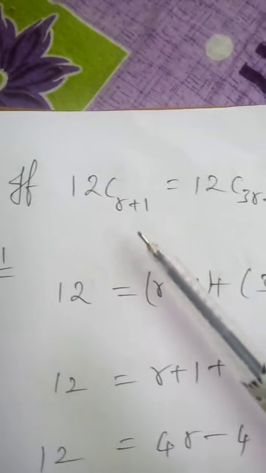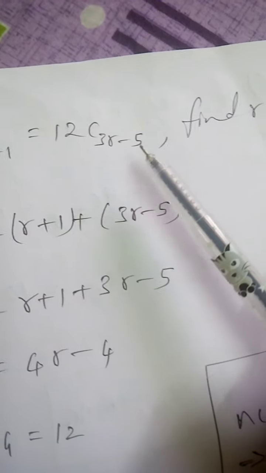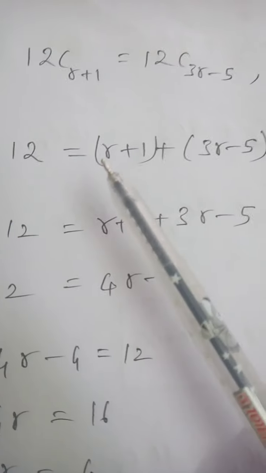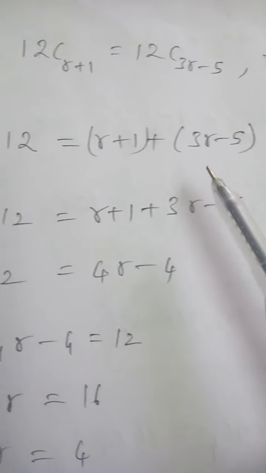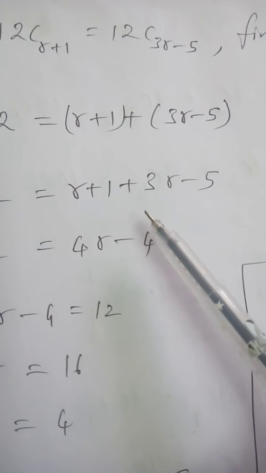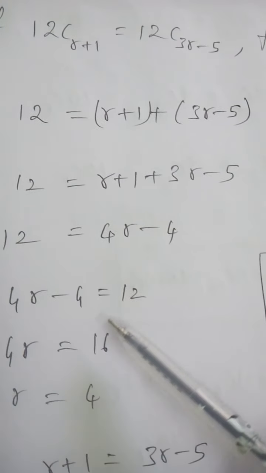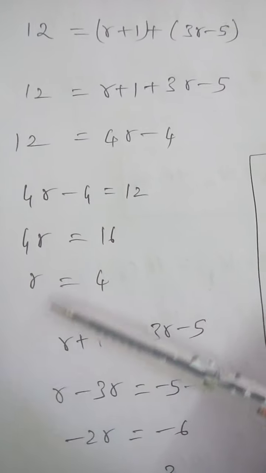Next question, if 12C(r plus 1) is equal to 12C(3r minus 5), find r. We know that the condition nCr is equal to nCs means r is equal to s, or n is equal to r plus s. So 12 is equal to r plus 1 plus 3r minus 5. 12 is equal to 4r minus 4. 4r minus 4 is 12. 4r is 16. r is 4.